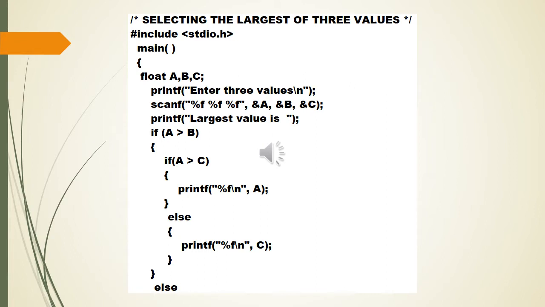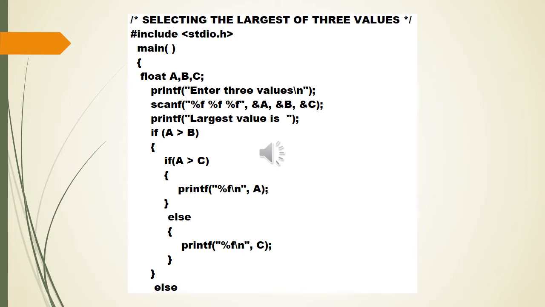Selecting the largest of 3 values. Suppose we are taking A, B, C as variables, and we give the values as 100, 90, 80. Then which value is larger? Here A is larger, so it will give 90. Suppose 90 is the highest. So this is the program where we are checking with the if statement.